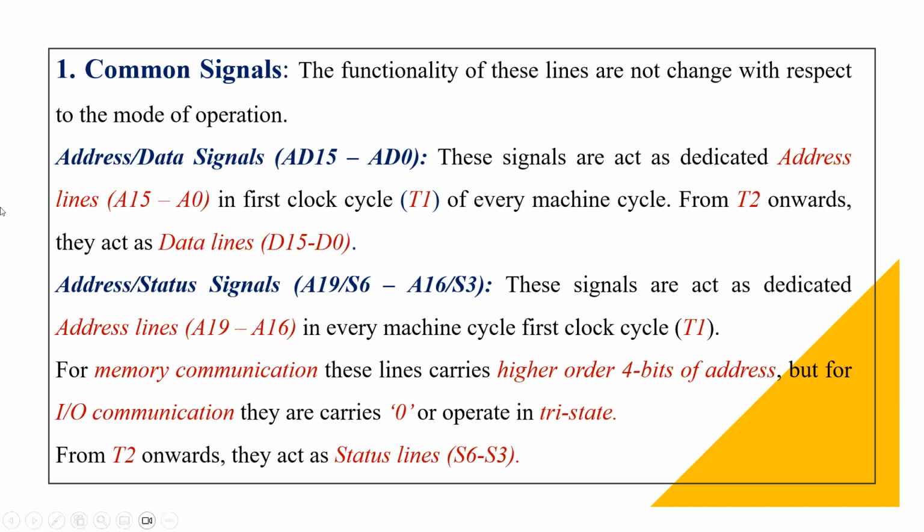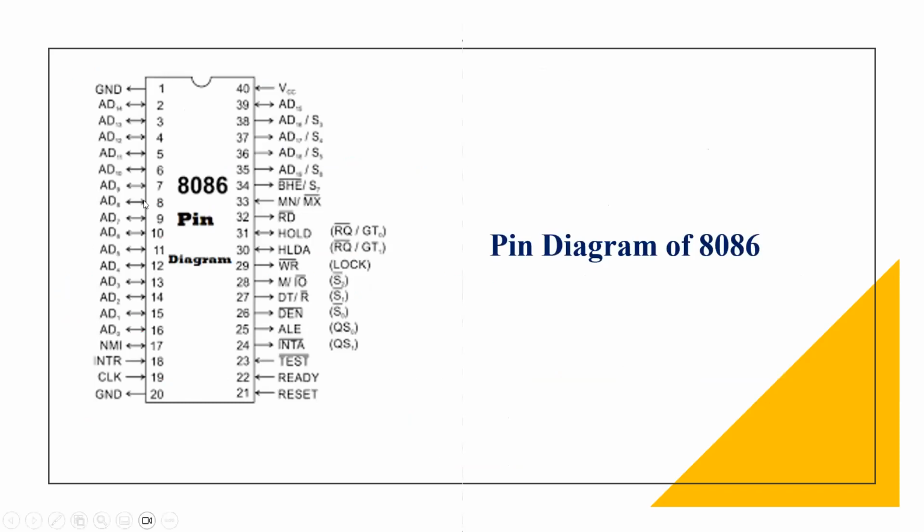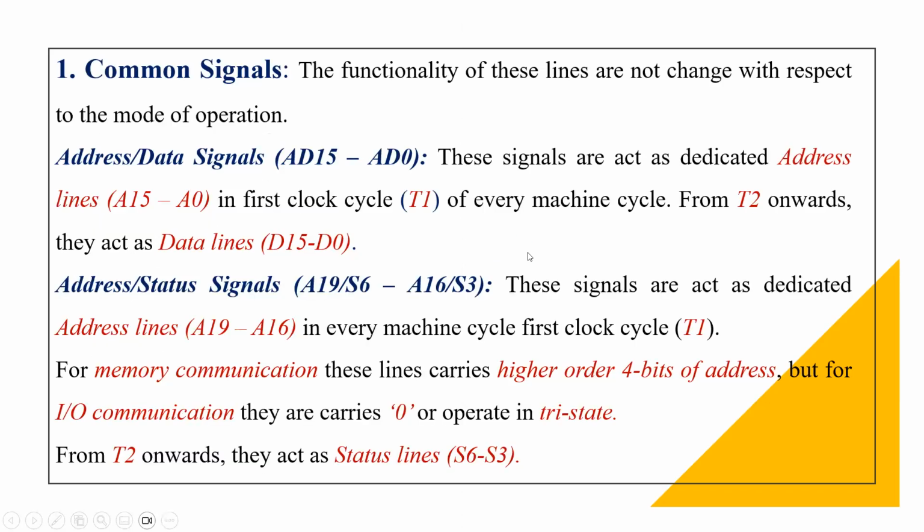What are those signals? In that category, my first signals are the address and data signals, AD15 to AD0. See here, pin number 2 to pin number 16 and pin number 39. These are our 16 address and data lines. These signals are multiplexed lines. That means at one point in time, these signals act as address lines, and at some other point in time, the same signals act as data lines. That's why these are called multiplexed signals.